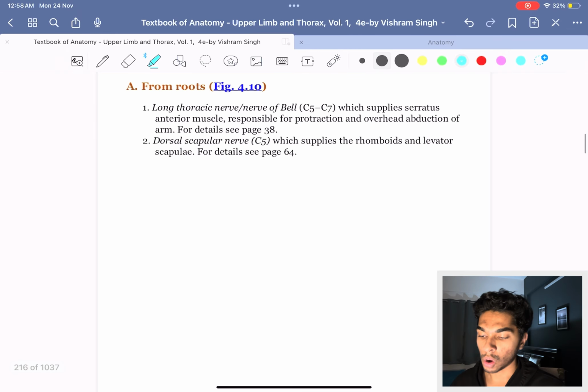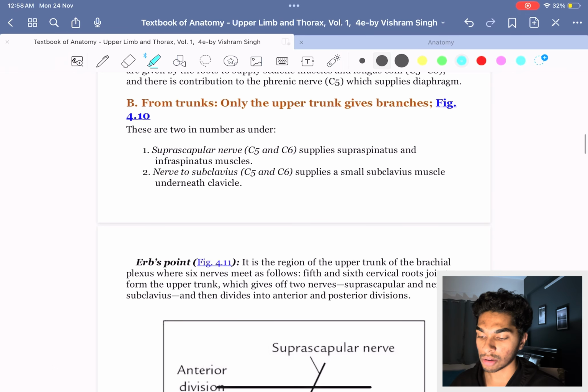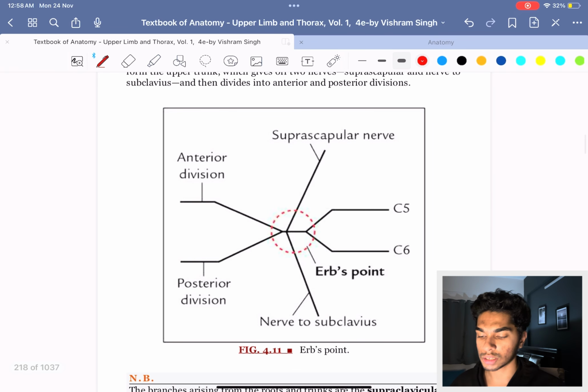Same in the diagram. Long thoracic nerve, dorsal scapular nerve from the roots. From the trunks, you have suprascapular nerve. That is suprascapular nerve. That is SS, and this is NS. And from the divisions, you have nothing. This is just the divisions.